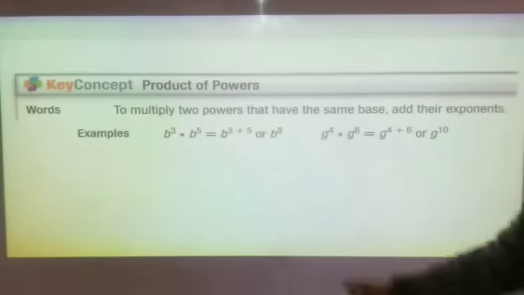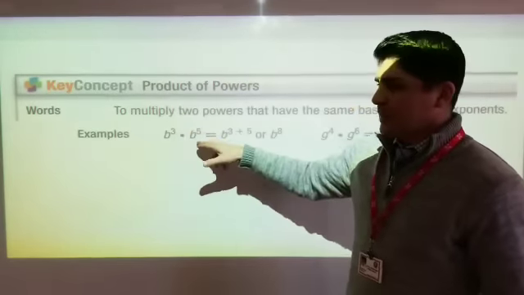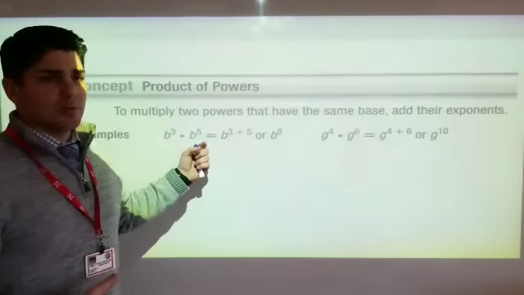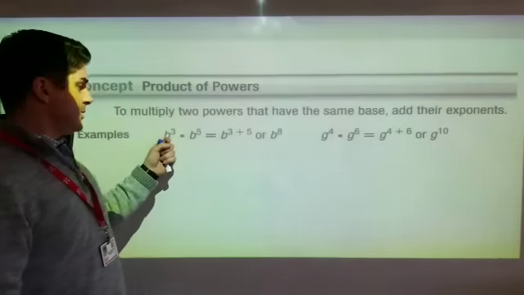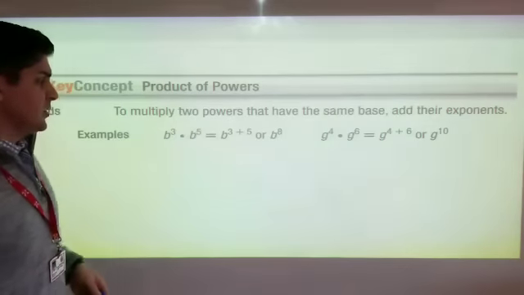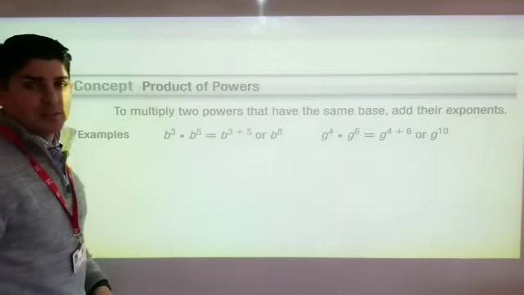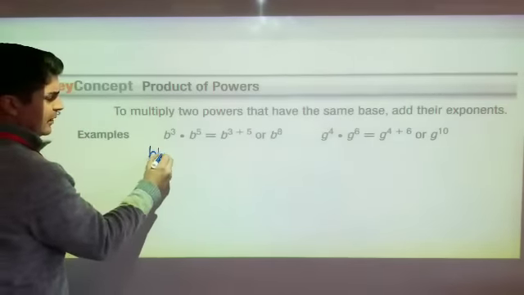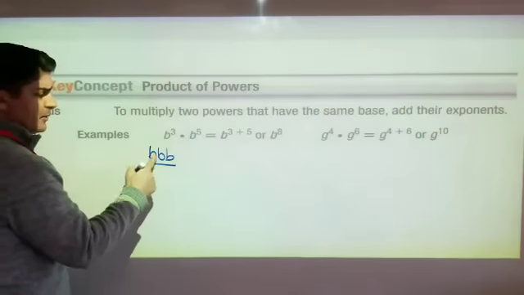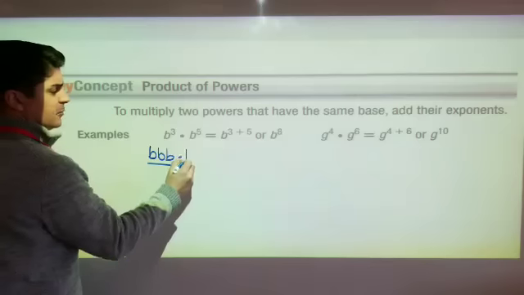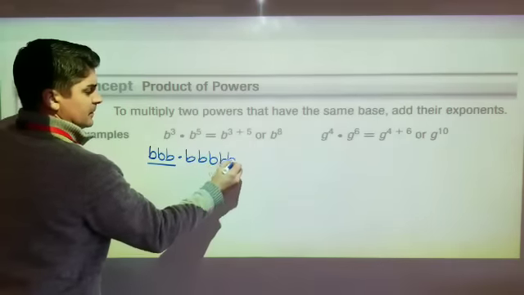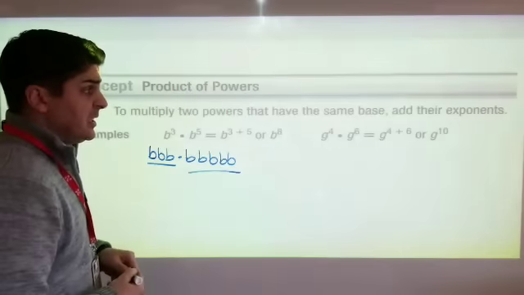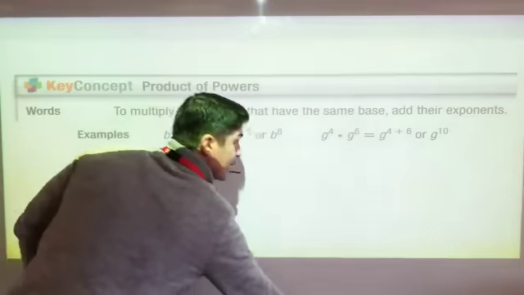A couple of examples. B to the third times b to the fifth. Well, we have two variables that have the same base, b and b, so we can easily add their exponents. But if you're not sure, when in doubt, you could write it out. B to the third is b times b times b, times b to the fifth is just 5 b's. If you add them all up, you get b to the 8th. Pretty easy. Check out example 2 while I erase this.